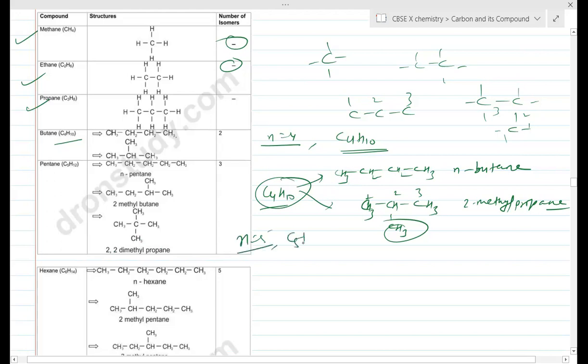So we can write C5H, 5 to the 10, 10 plus 2, 12. So this is a pentane. We can write one normal pentane, CH3, CH2, CH2, CH2, CH3. So 1, 2, 3, 4, 5. This is what normal pentane.